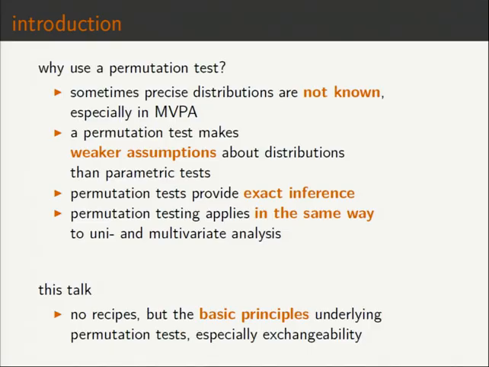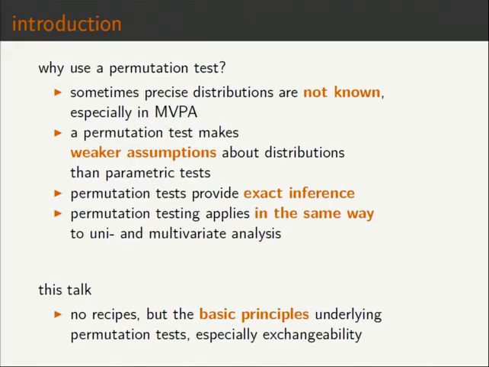They don't have no assumptions, so it's not completely non-parametric. You still have to be aware that you can actually make the assumptions of a permutation test. This is one of the things I'm going to talk about. Permutation tests, if they are applicable, provide exact inference. So you have a guarantee that the error rate that you design the test for is actually the error rate that you're getting out of the test.